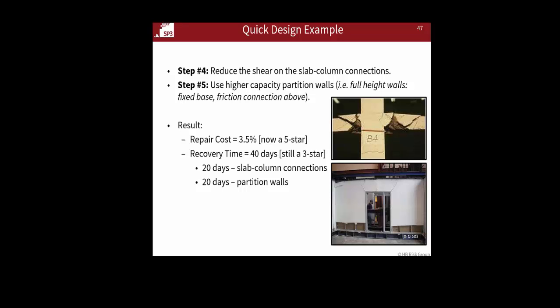And so now for recovery, we went from 70 days to 40 days, right? So now we're still sitting at about 20 days for the slab column connections and partition walls. So what this is saying is that even if we detail the slab column connections, even if we quasi-detail the partition walls, we can do better. But given standard ways that you do partition walls, pick the one that's the best. We're still not at 5 days. We're still at a little over a month of recovery time.